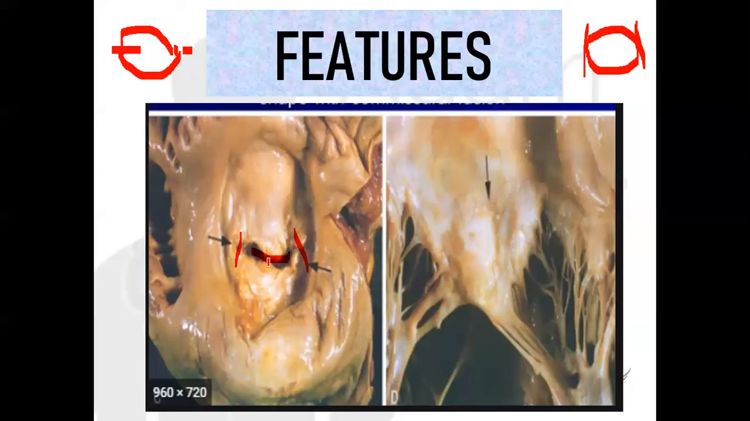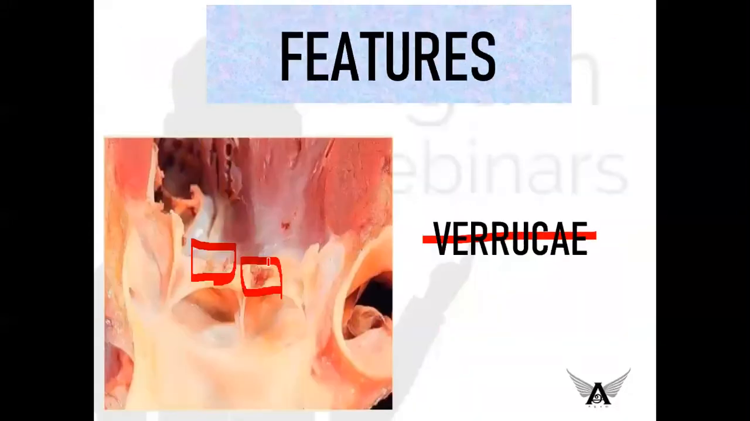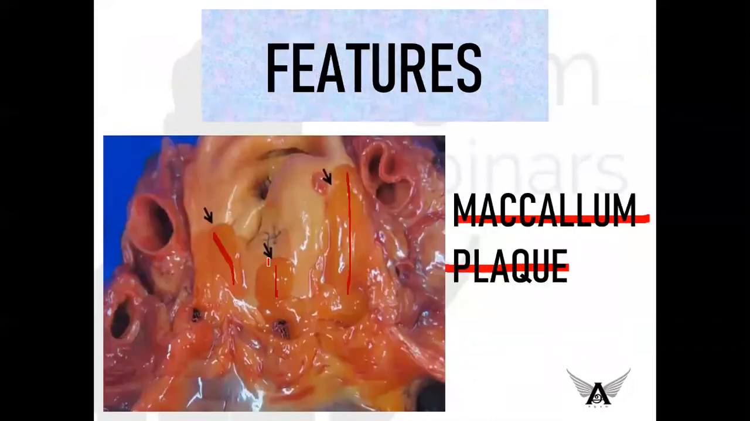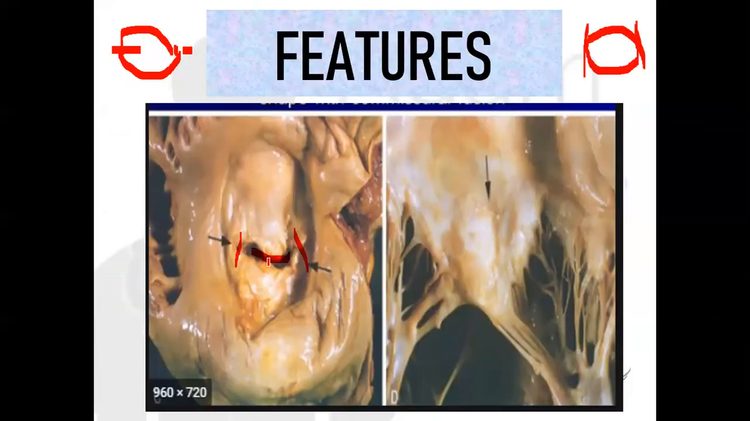Hope you are clear. There were many terminologies. Caterpillar-like appearance we saw in the case of Anitschkow cells, where we have macrophages. Next, verrucae we saw in the aortic valve. Next, in the left atrium there is a MacCallum plaque, and next, a fish mouth-like or button-like appearance in the case of mitral valve stenosis. So these are the features. I hope you are clear.